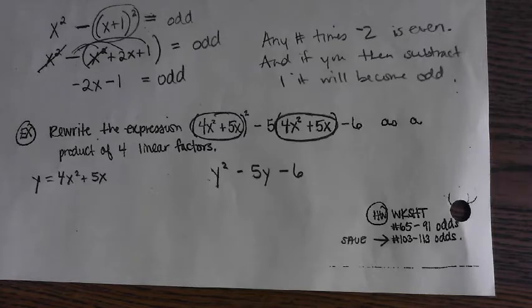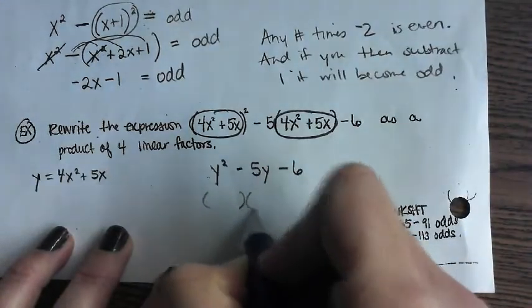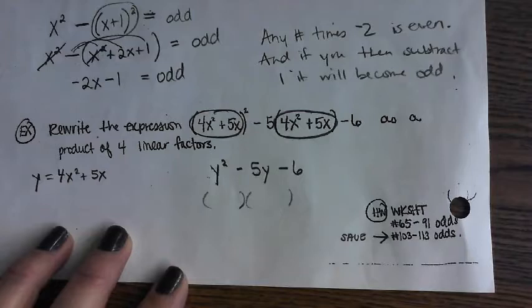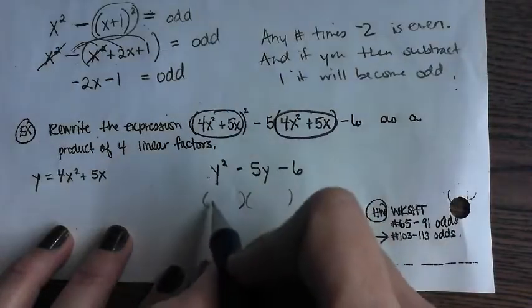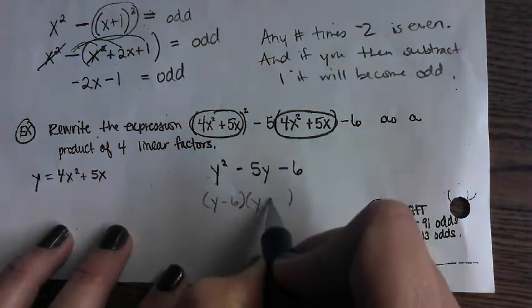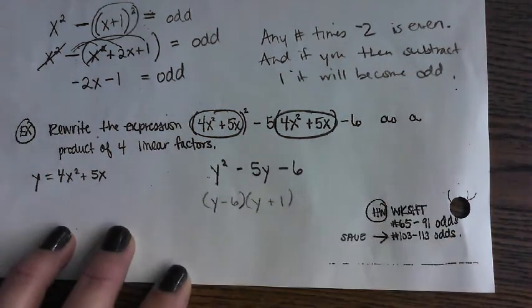I have a feeling we might run into a couple different answers here. Boy, let me go with Vince. How did you factor this? Y minus 6 and y plus 1. Did anybody use anything different?